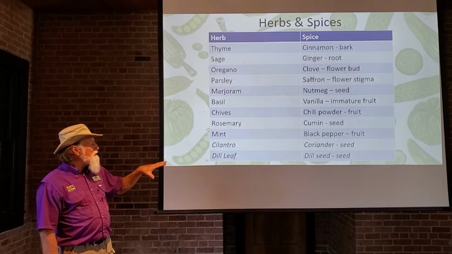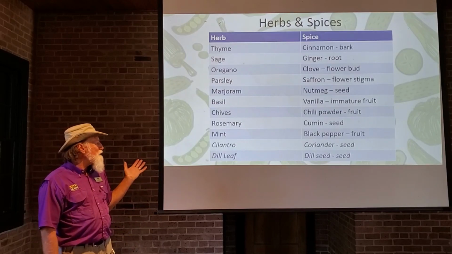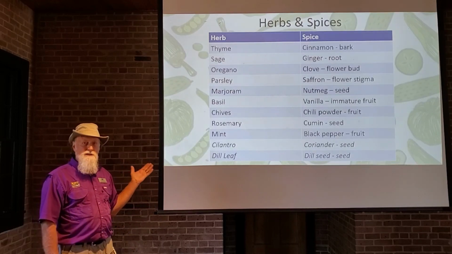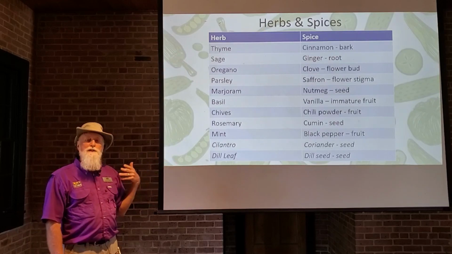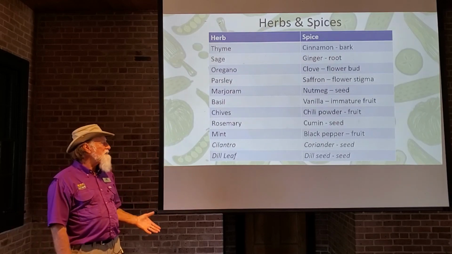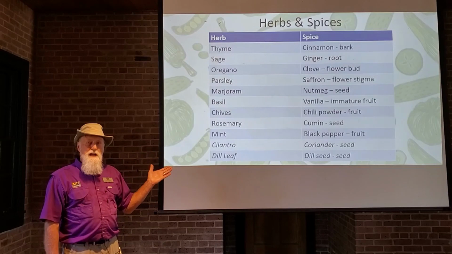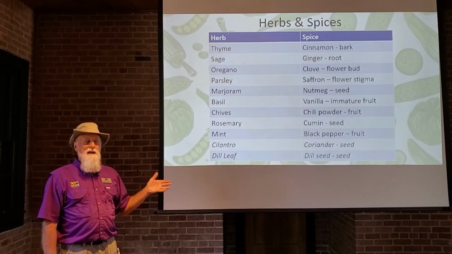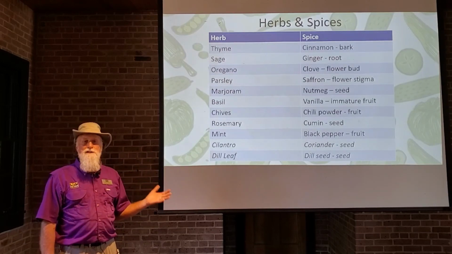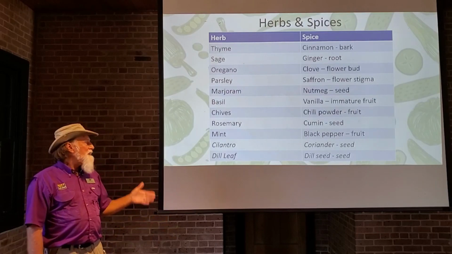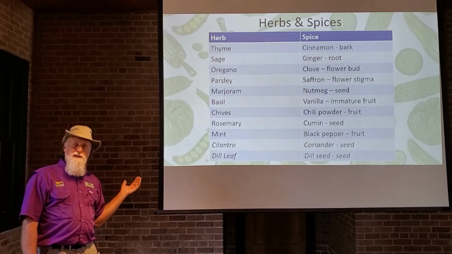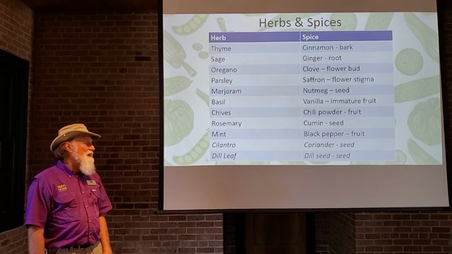And then these last two, as you can see, they were in italics. On the left side, we had cilantro and dill leaf as herbs. On the right side, if you use the seeds from those same plants, then you have coriander and dill seed. And those both would be considered spices because we're using the seed. It's the same plant. You can use the leaf or the seed of cilantro and dill.